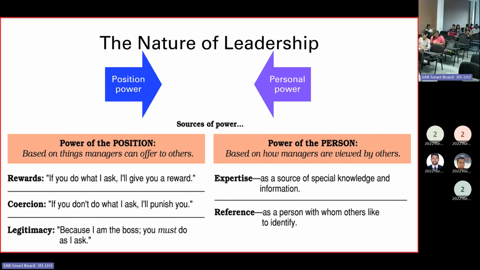So I said, if you don't do what I ask, I'll punish you. If you don't do it, I won't give you a promotion. You will be forever an accounts clerk. Because I am the boss, you must do what I ask. That's a dangerous one.